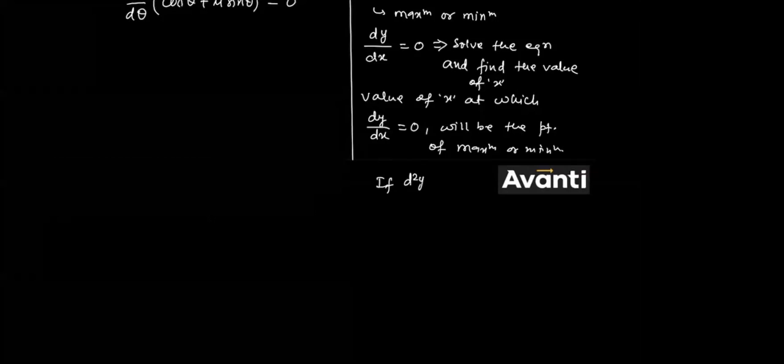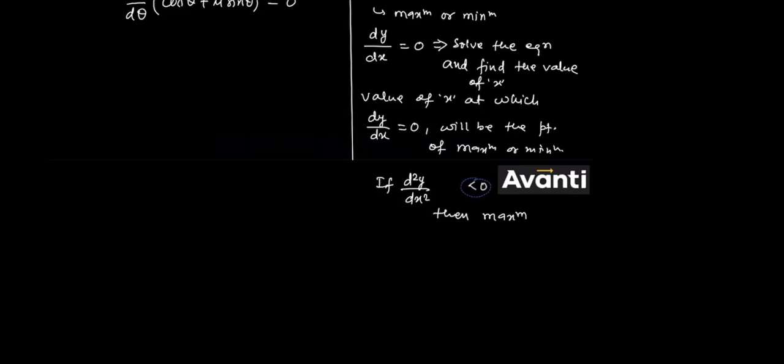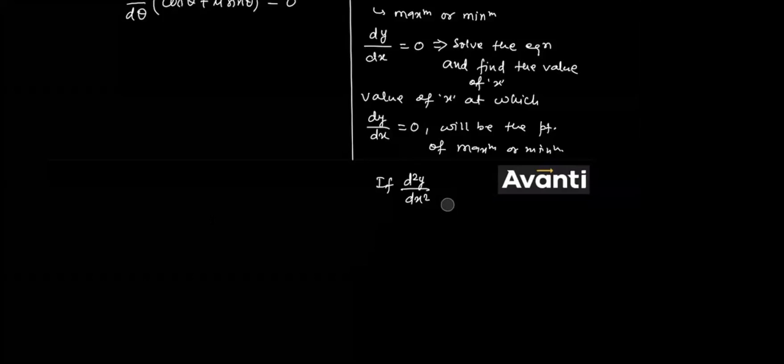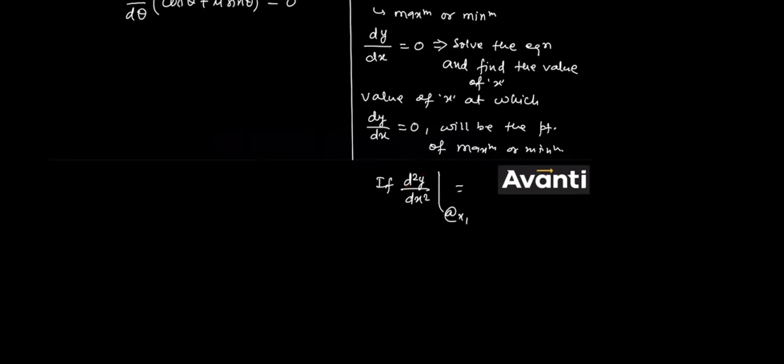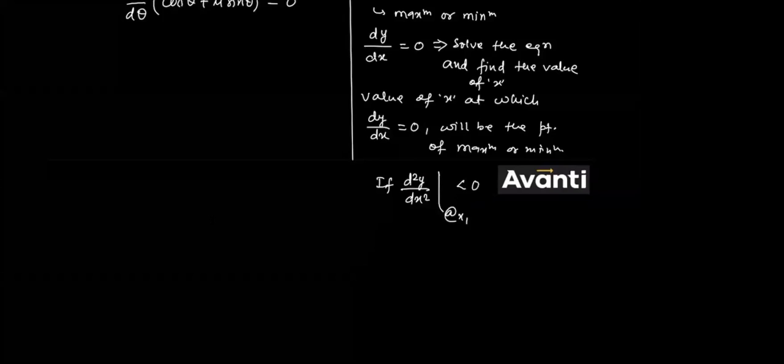If d2y by dx square is less than 0, then maximum. Okay? If d2y by dx square is less than 0, I'll write it a bit bigger. At, let's say, x1, you have got some different values of x when you solve this. So at x1, let us say we found d2y by dx square is less than 0, then at x1, y will be maximum.